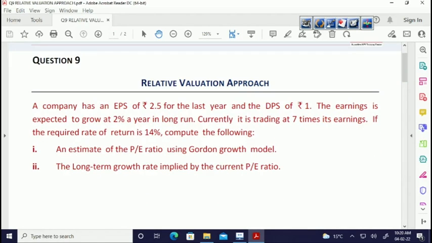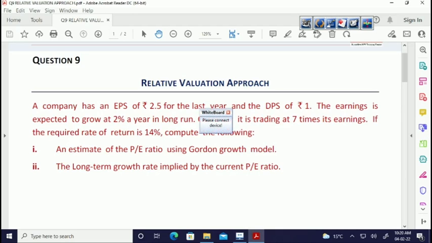A company has an EPS of 2.5 for the last year and DPS of 1. So DPS of 1 is D0. Earnings is expected to grow at 2% a year in the long run, the sustainable growth rate. It is trading at 7 times its earnings. If the required rate of return is 14%, compute the following.